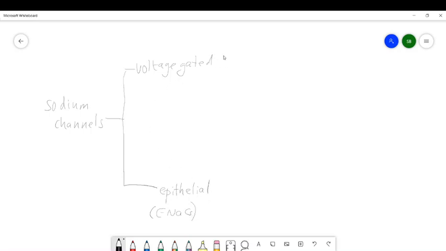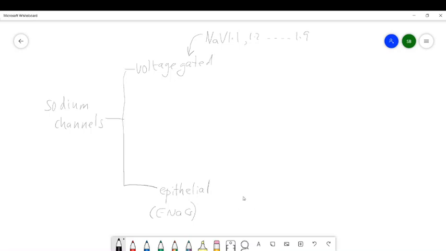So these are encoded by a family of genes, NAV 1.1, 1.2, all the way to 1.9. I'll come back to those in just a minute.